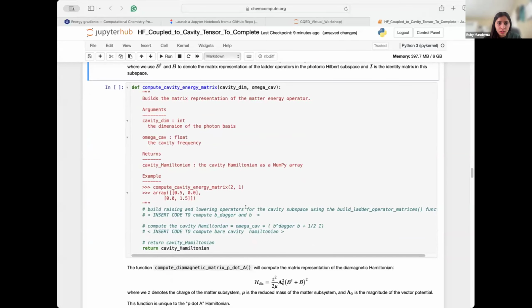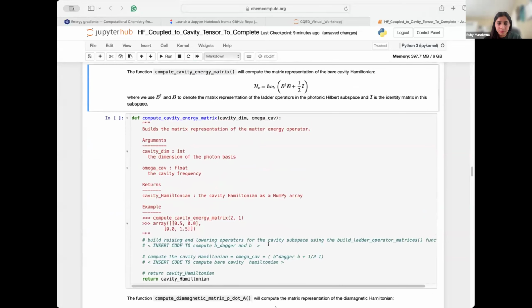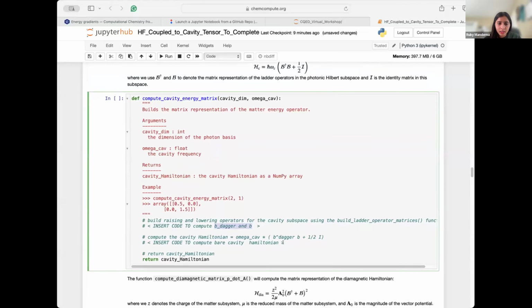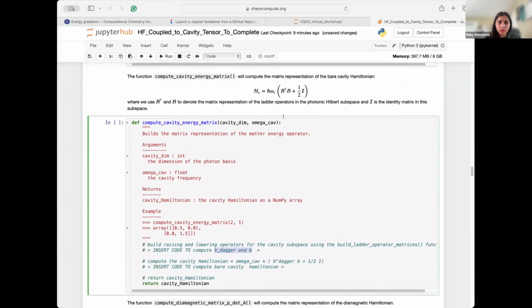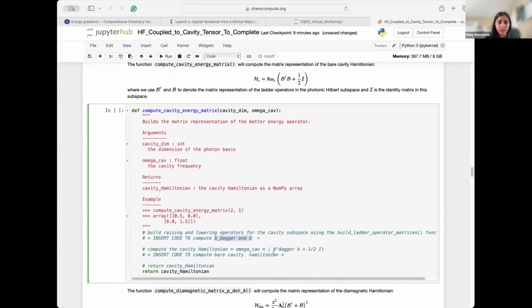So now for this we need b dagger and b. Again, we'll call the same function. Save the b dagger and b in these variables, and then simply put these values in this equation. And I would like you to try this. I will give you 5 minutes to try this, and then I will go through it.